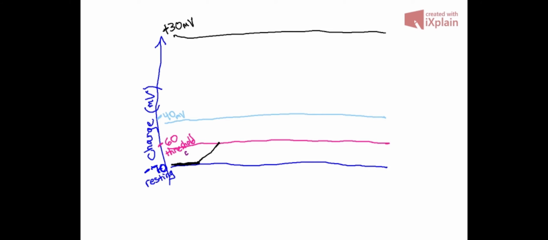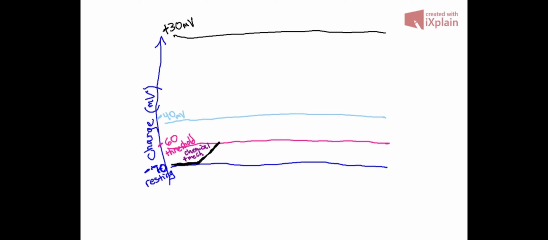These are from the chemical and mechanical gated channels. They open up, change the charge a little bit, and so it goes up to about negative 60.